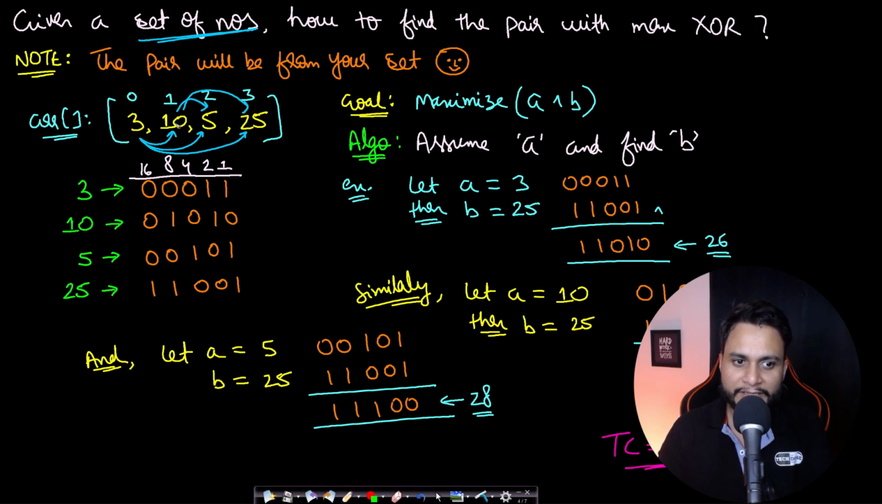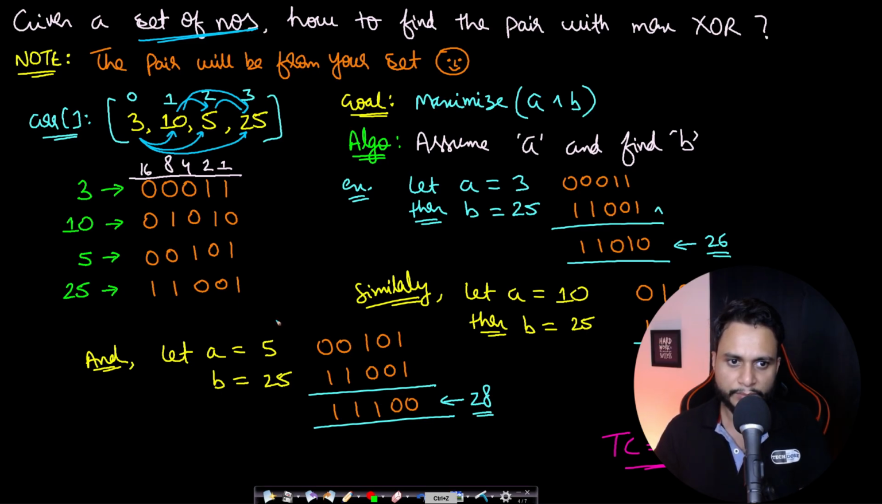Why are we not pairing 10 with 3? Because 3 with 10 was already paired, so it is actually the same meaning. We can pair this 5 with 25. So by doing this, we have generated all possible pairs, which is order of n square again. And then we can take the maximum out of it to get the answer, right?